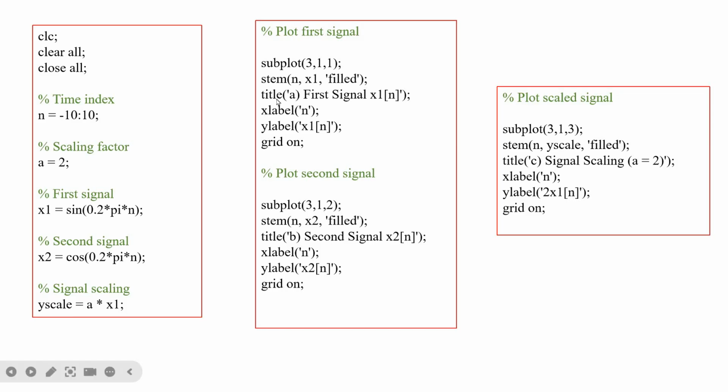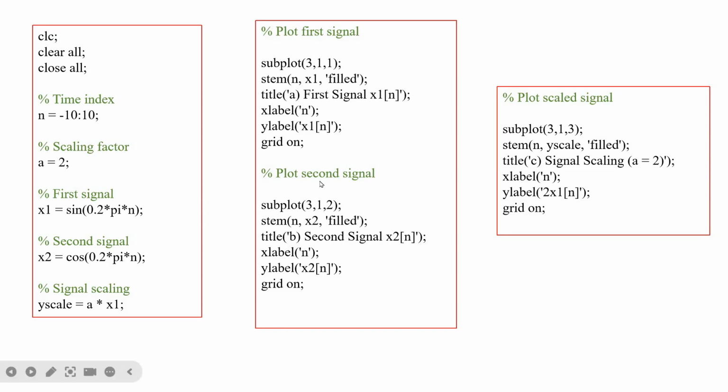Next, we have the title. So here, this is the title. We are giving the title as first signal x1 of n. So this will be the title for the first signal. Then we have to label the x-axis, and label the y-axis. Then we are adding the grid on, which will add the grid lines for easier interpretation.